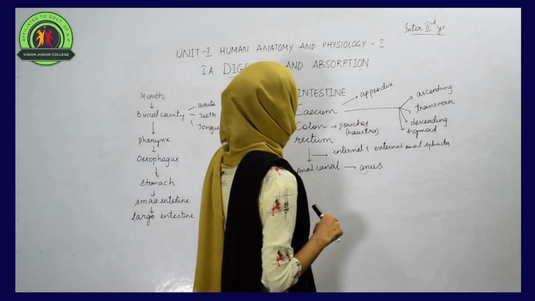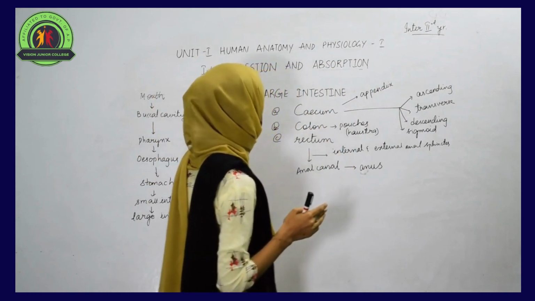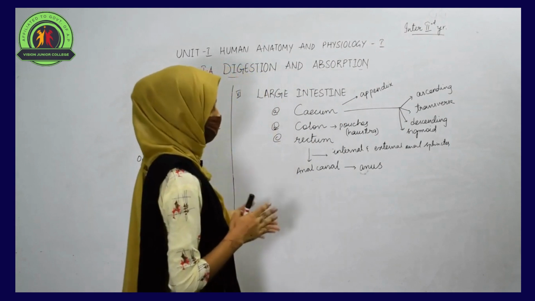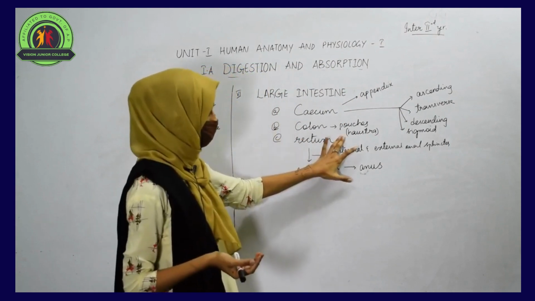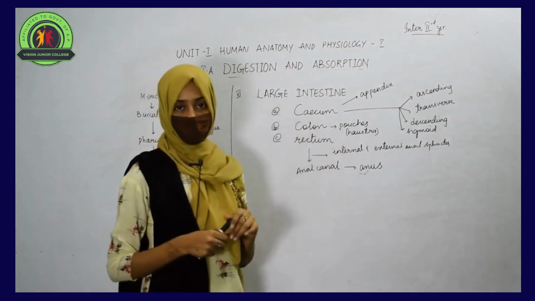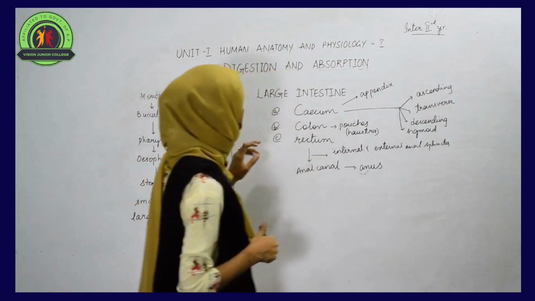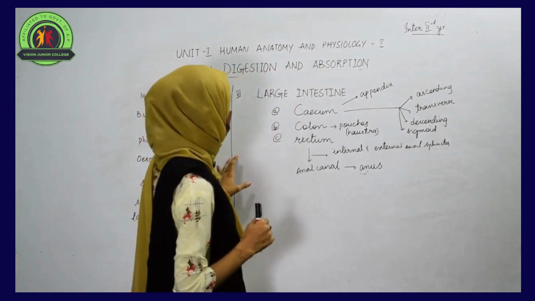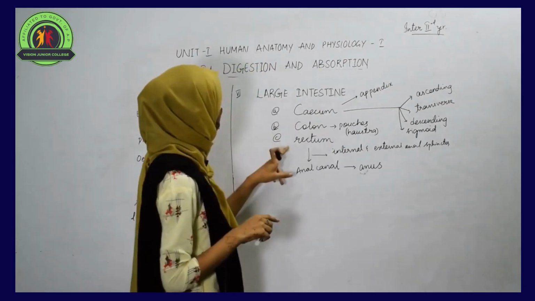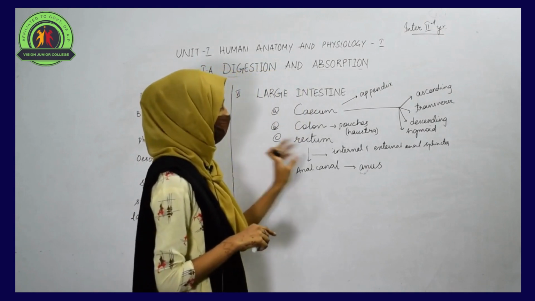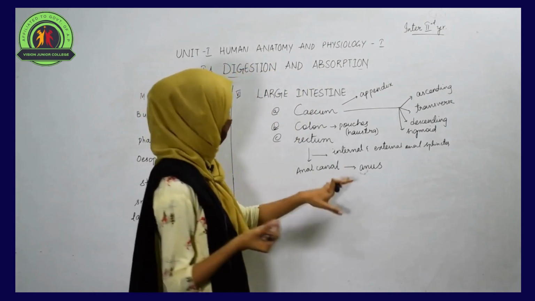Then the cecum opens into the other part of our large intestine, that is the colon. In the colon, pouch-like structures are present that are called haustra, and these structures also help in the process of digestion. This colon opens into the last part of the large intestine, that is the rectum, and this rectum leads into the anal canal. This anal canal opens out through the anus.